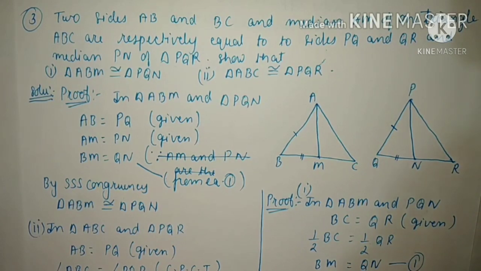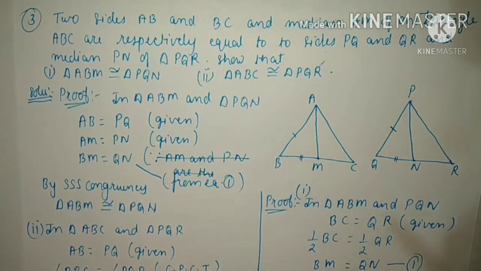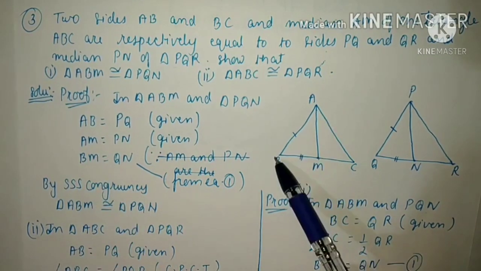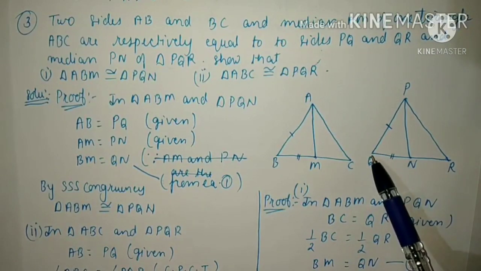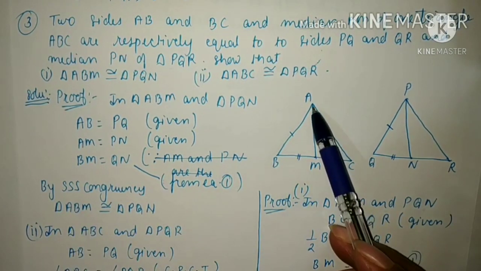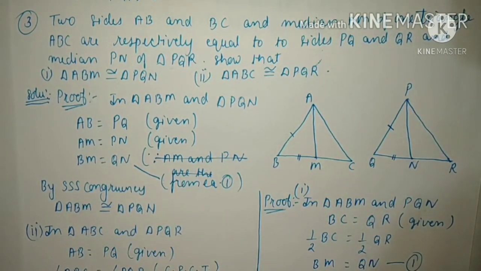Now let's see how we will prove these two triangles congruent. We have taken which two triangles? ABM and PQN. Now in these two triangles, AB equals PQ. This is given to us. And AM equals PN. This is also given to us.